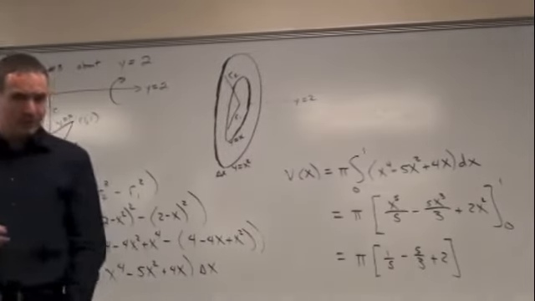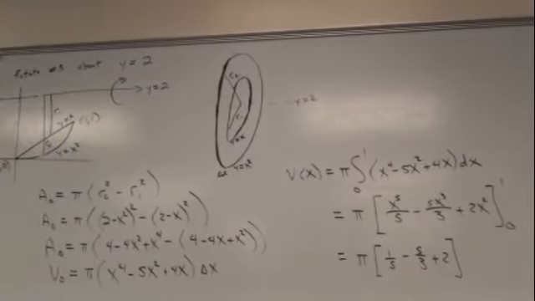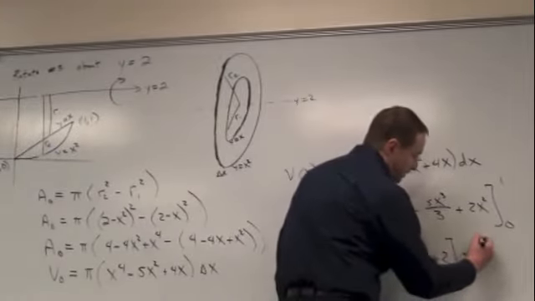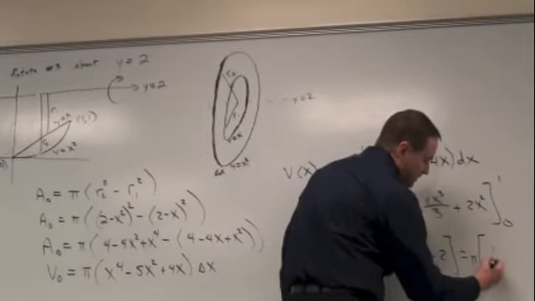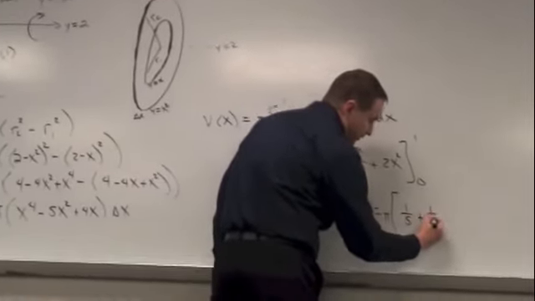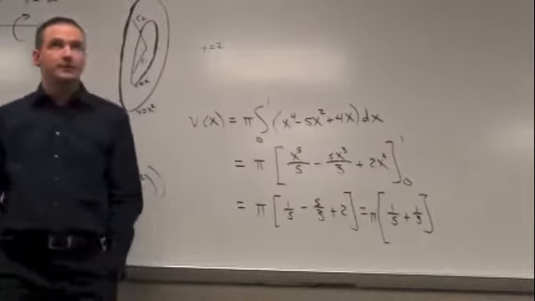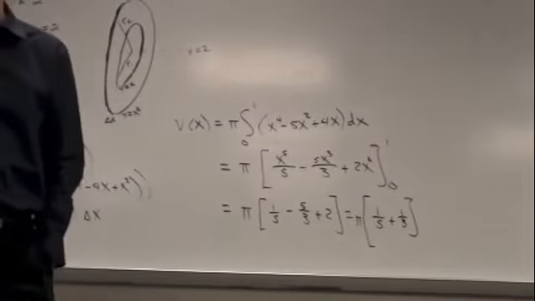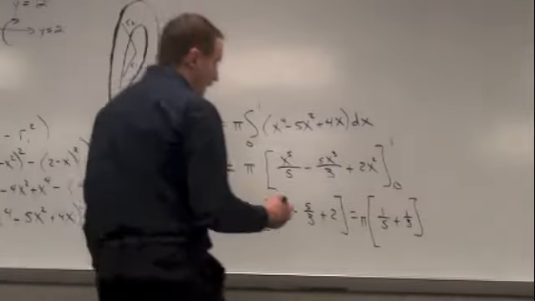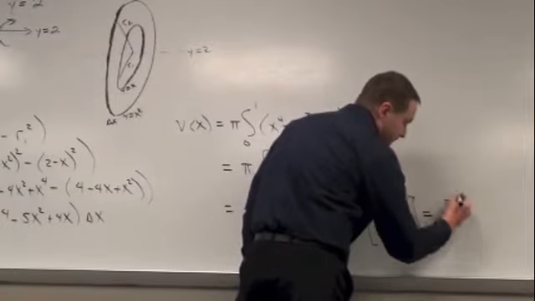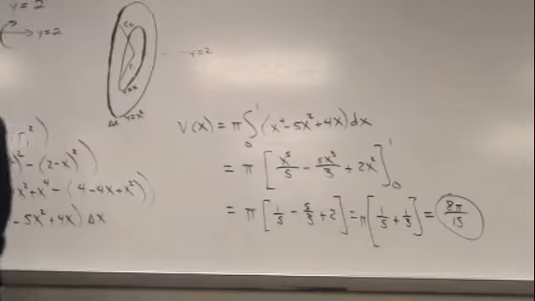So I know 2 is the same thing as 6/3. 6/3 minus 5/3 is 1/3. I'll get pi times 1/5 plus 1/3. That's, again, 3 over 15 plus 5 over 15 is 8 over 15. 8 pi over 15. Okay?